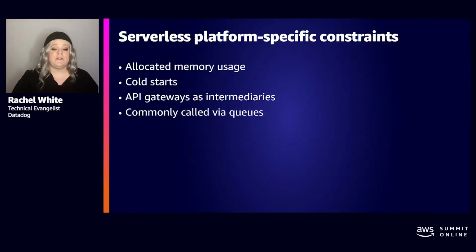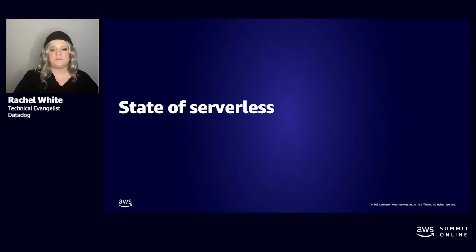And serverless has very platform-specific constraints that you have to worry about. You need to think about it in terms of how much memory do we want to allocate, which we do in regular applications, but with serverless, we have to consider it for each request that comes through. You have to deal with cold starts, which happen when you execute an inactive function. The delay comes from your cloud provider provisioning your selected runtime container and then running your function. You have to deal with API gateways as intermediaries. So there's an API gateway or a queue, and then that calls your serverless application.